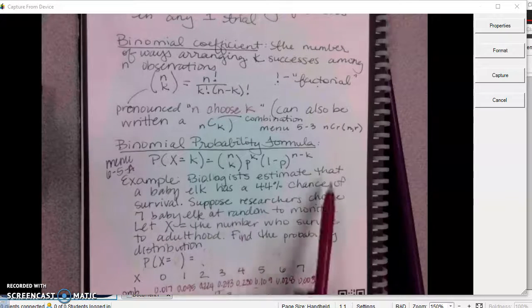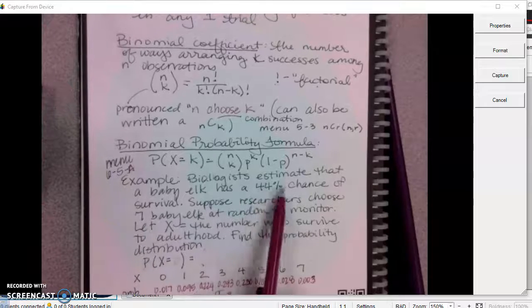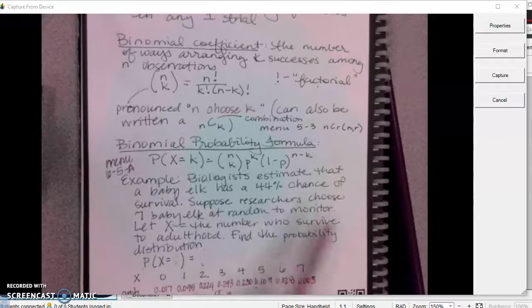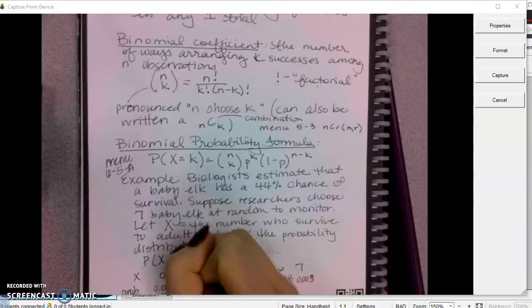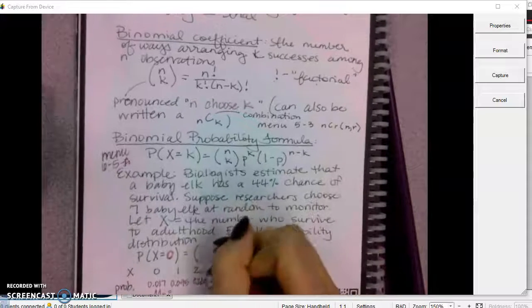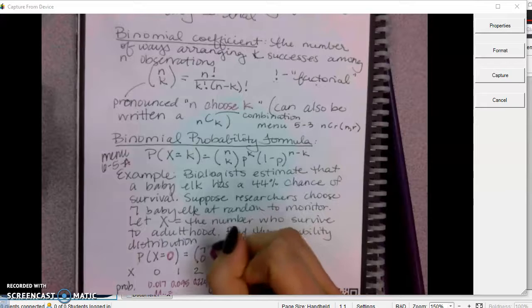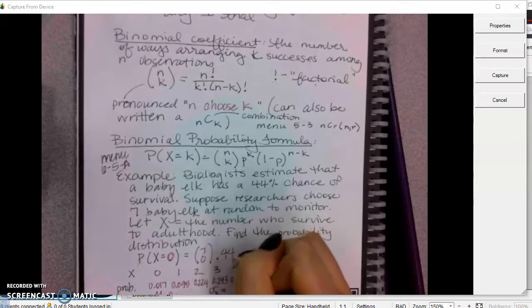But it says biologists estimate that a baby elk has a 44% chance of survival. Suppose researchers chose 7 baby elk at random to monitor. Let X equal the number who survived to adulthood. Find the probability distribution. So let's say that you want to find 0. Then out of 7 trials, we want 0 different successes. And the probability of each success is 44%.